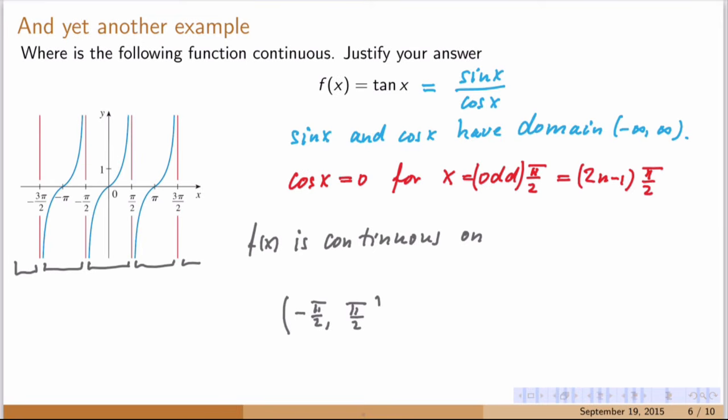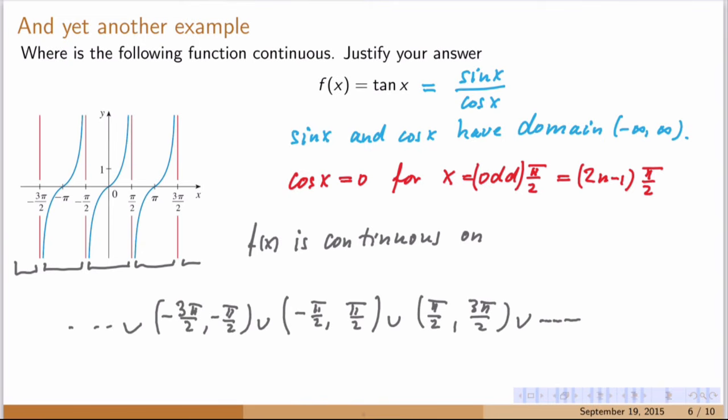This is certainly in the domain. Pi over 2 has to be left out. And then we can take the interval pi over 2 to 3 pi over 2, etc. And then to the left we continue similarly, so then we have minus 3 pi over 2, minus pi over 2, union, etc. So that is the domain, and this is where f, which means tangent, is continuous.